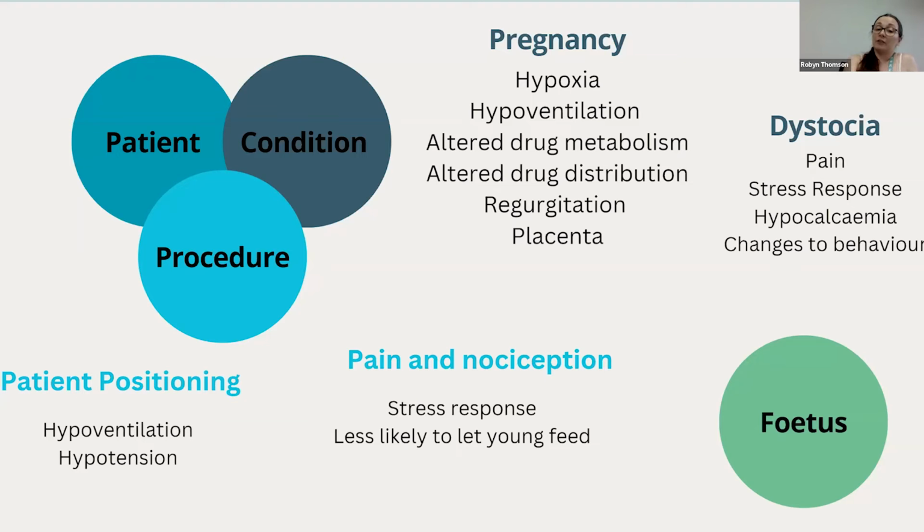Pregnancy also increases your blood volume, but also alters your volume distribution. And this is then going to affect how our drugs are distributed and how our drugs are metabolized. Our gravid uterus means our abdominal organs have less room, and specifically we're thinking about our stomach. So we have a much increased risk of regurgitation in these patients as well.